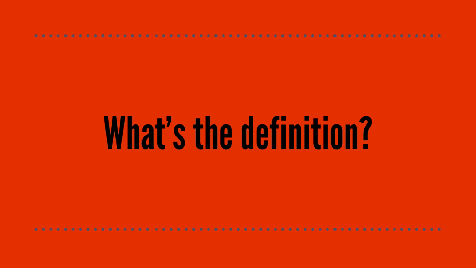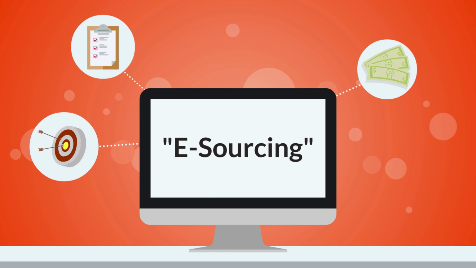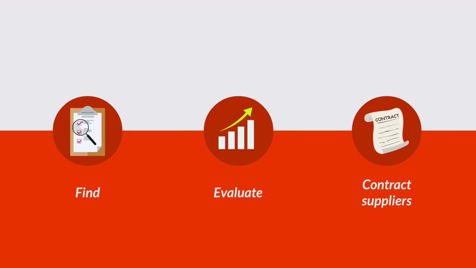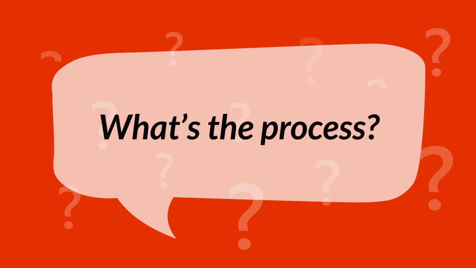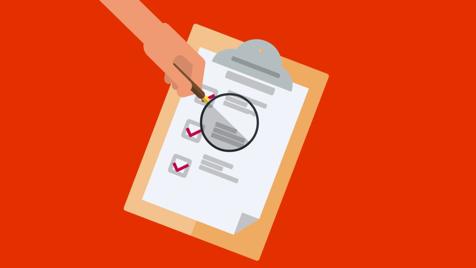What's the definition? Electronic sourcing is a digital process used to find, evaluate, and contract suppliers efficiently while reducing risks and improving value. What's the process? Let's go through 8 key steps.